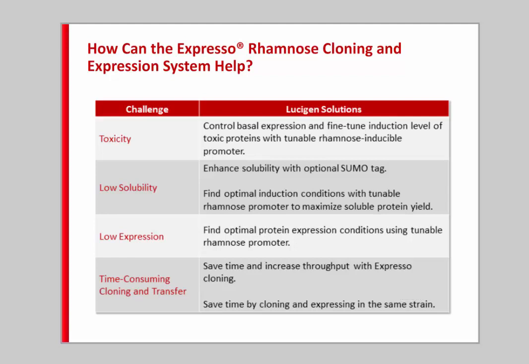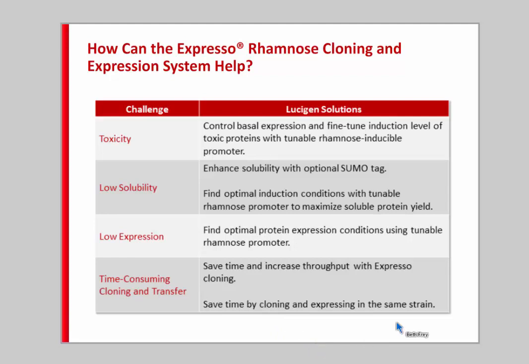Now let's move on to talk about how else we might solve the protein toxicity and solubility challenges using the Expresso Rhamnose cloning and expression system. And in this case, we have the benefit of a tunable promoter, which allows precision control over the protein expression levels. This level of control can help with a variety of issues, not only toxicity of protein, but protein solubility and low expression levels as well. And this system offers the same time savings and workflow efficiency advantages as the T7 system by using Expresso cloning, and it saves even more time because the cloning and expression can both be done in the same host strain.